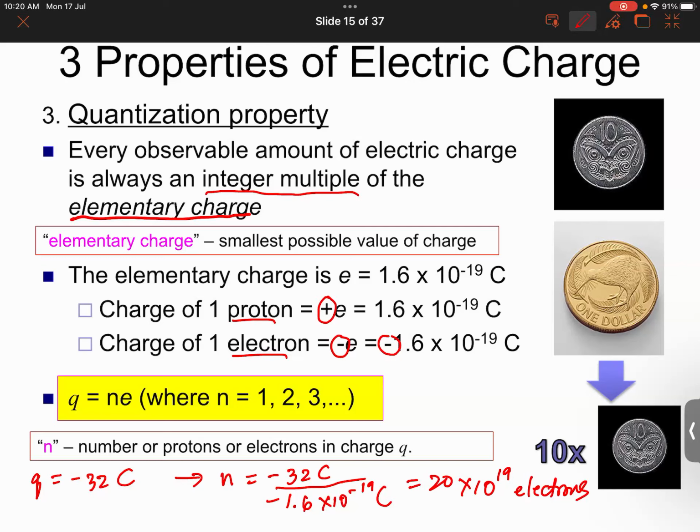So in a negative 32 coulomb charge, you have 20 times 10 to the 19 electrons making up that charge.